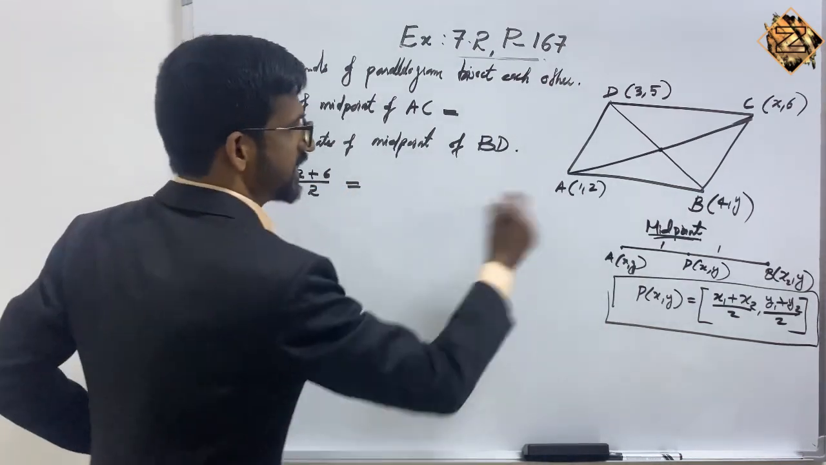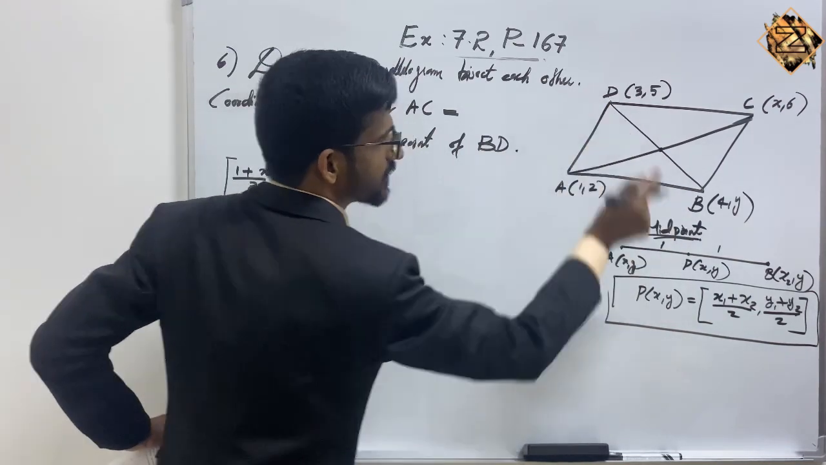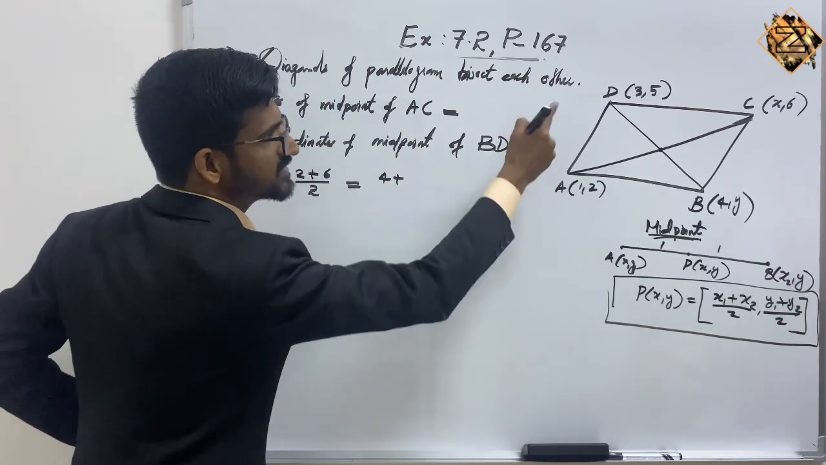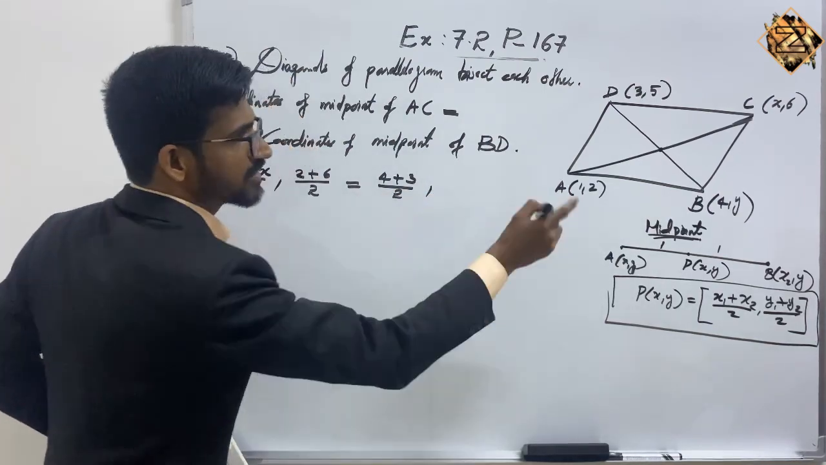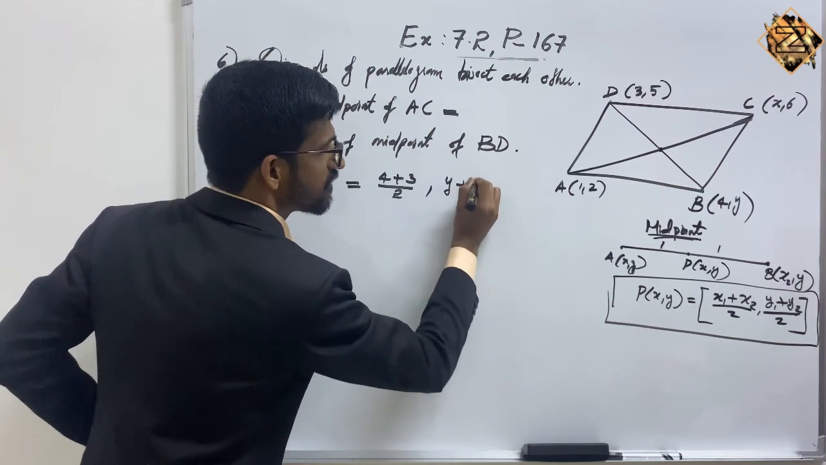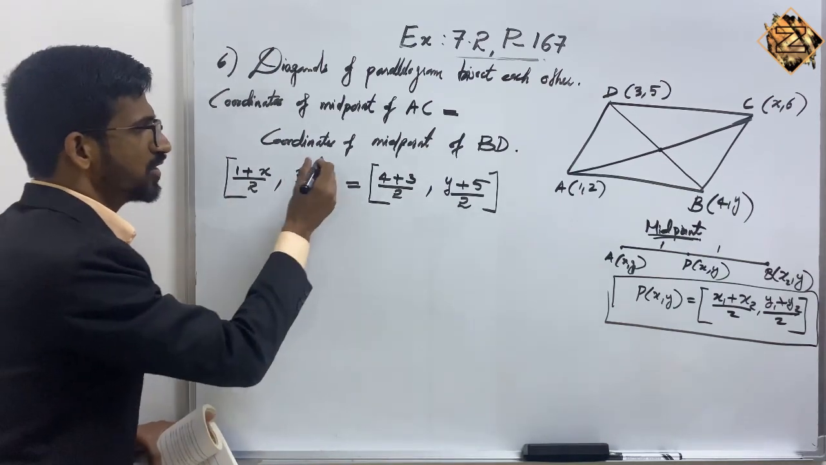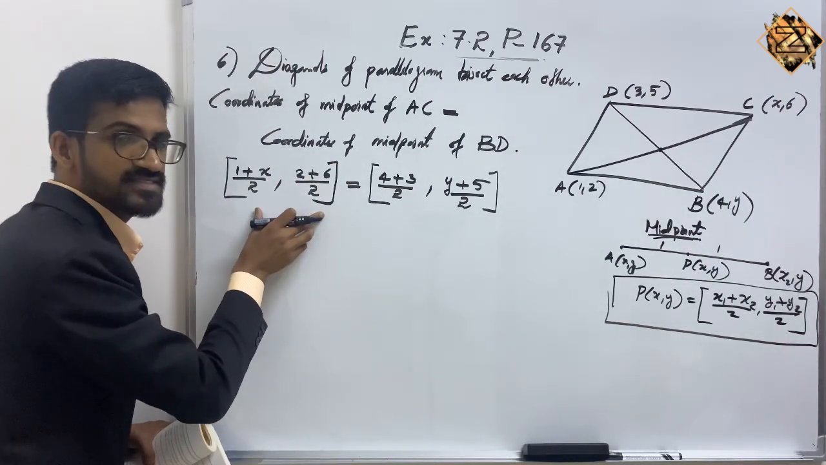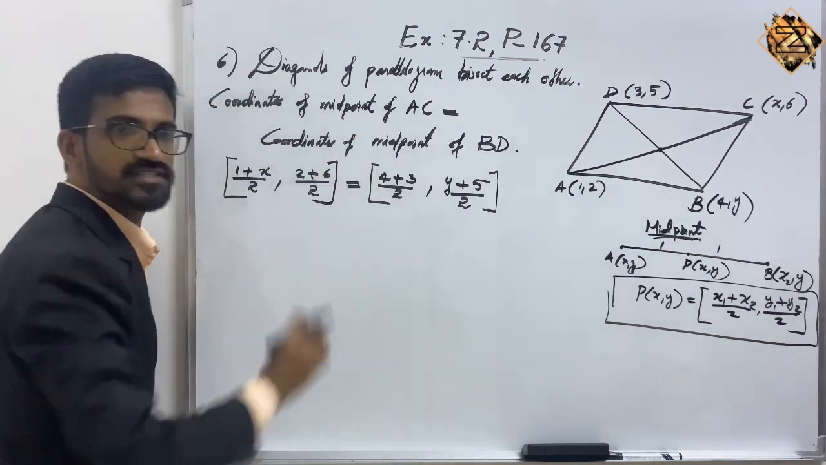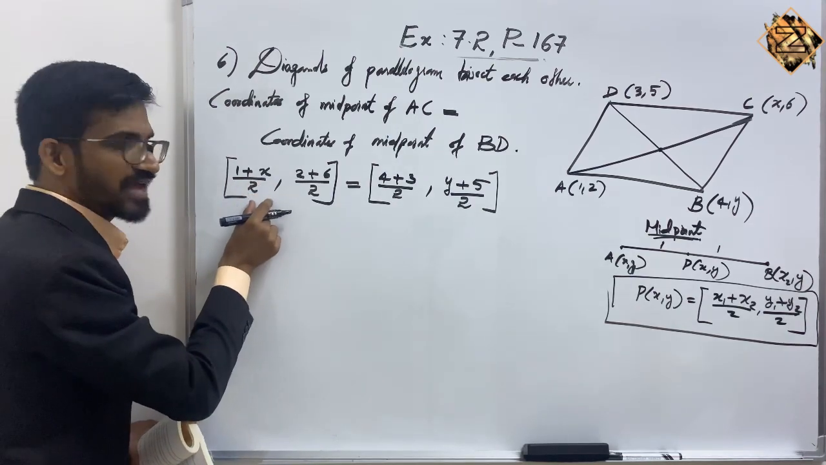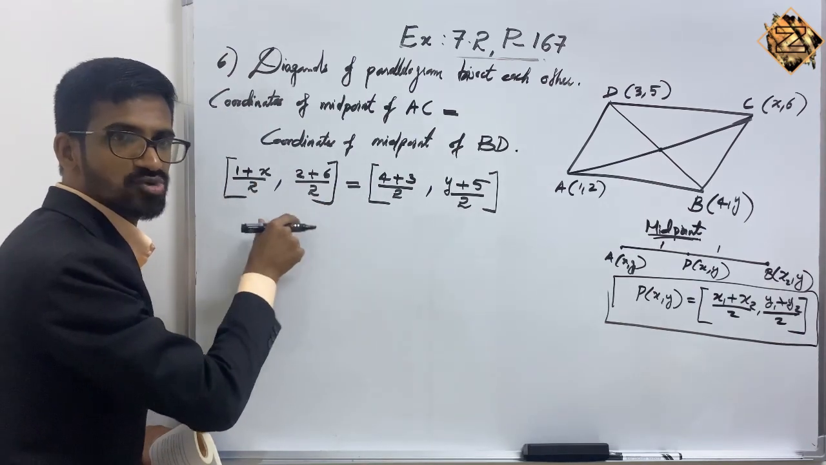Okay students, next, to get the coordinates of the midpoint of BD, we have x1, that is 4, plus x2, that is 3, by 2, comma y1, that is y, plus 5 by 2. So the coordinates of the midpoint of AC are here, and the coordinates of the midpoint of BD are here. As per this we equate. Now this is x comma y equal to x comma y, isn't it?